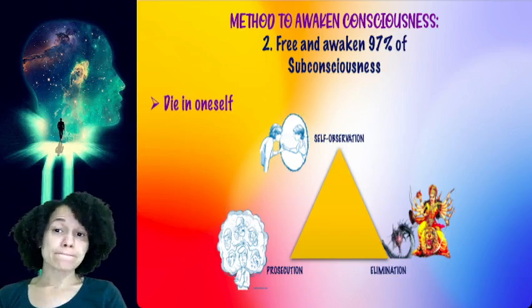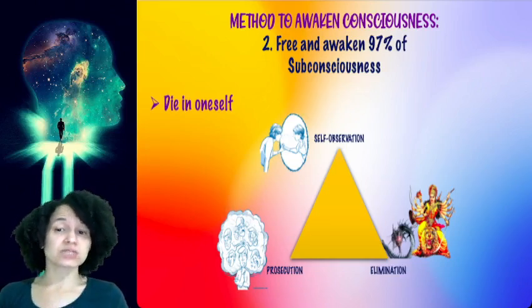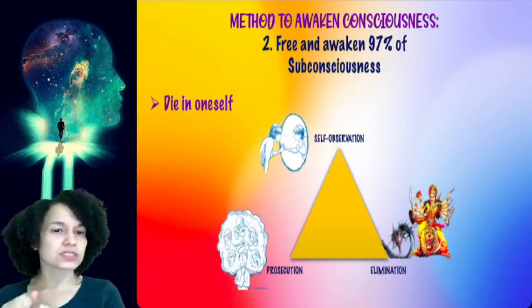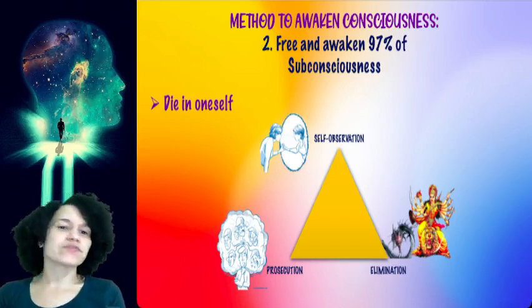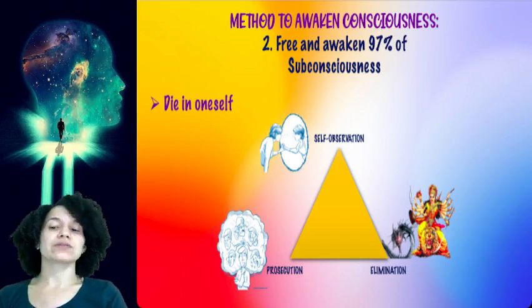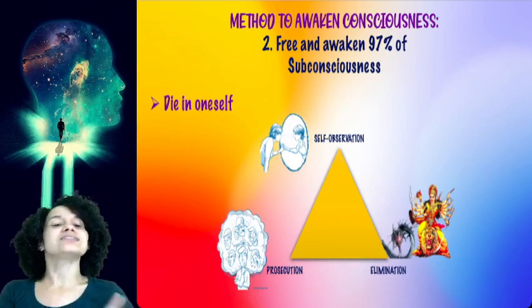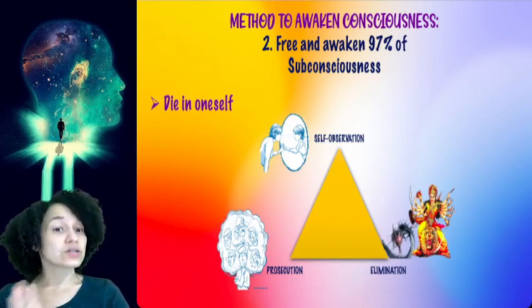Okay, and well, that is the first work, to awaken the 3%, and the second one will be to free and to awaken the 97% of subconsciousness, because this 97% is trapped in the ego. And we will achieve this by dying in ourselves. That is by practicing the psychological death. So we must remember that the greater the number of disintegrated defects, the greater the self-consciousness.